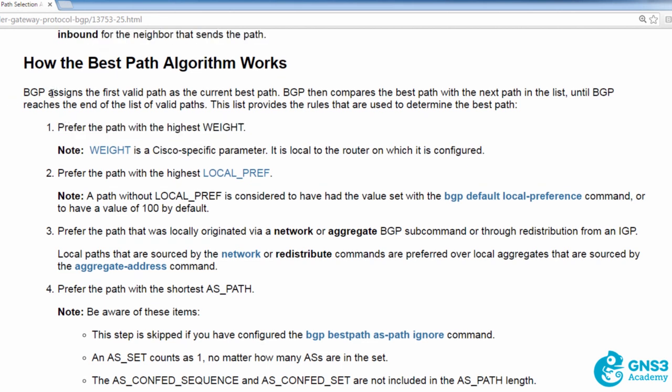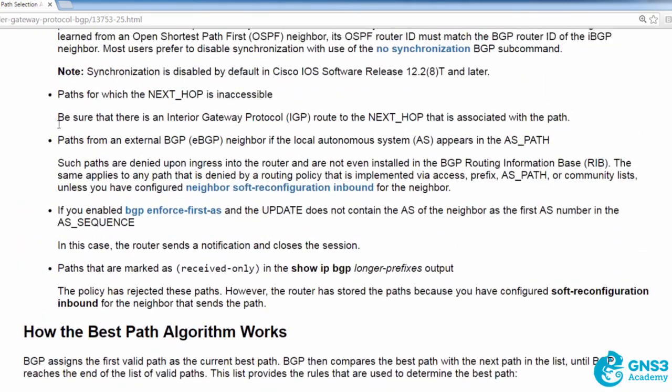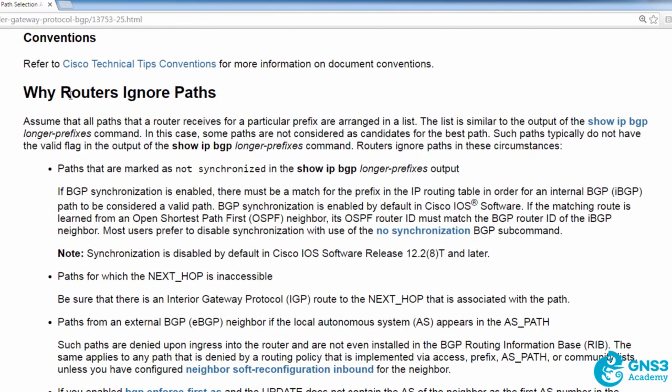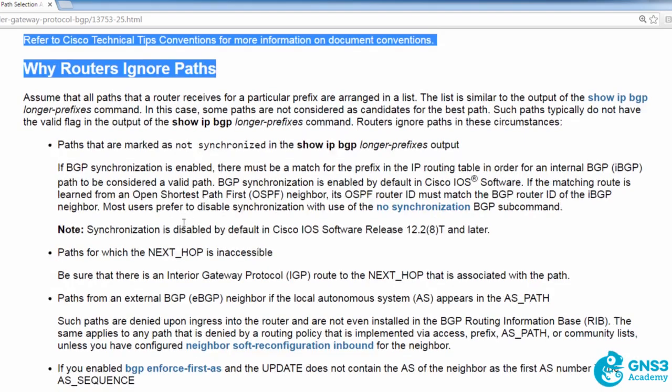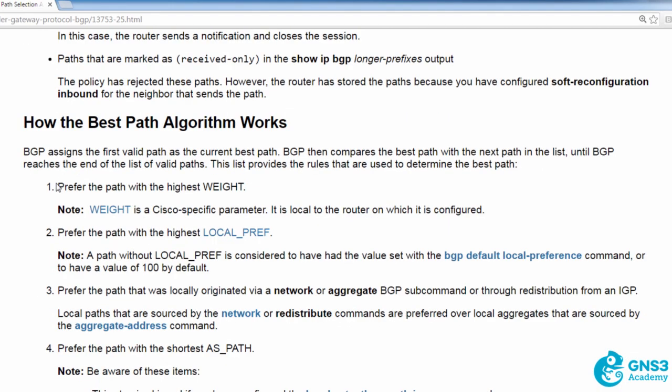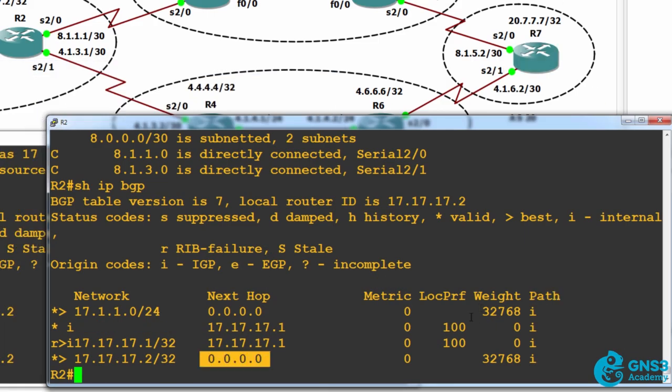BGP will firstly only choose paths that are valid, in other words, where the neighbor is reachable. There is a long list of reasons why BGP would ignore a specific path. But if it's valid, it chooses based on highest weight as the first choice. Notice the weight of locally advertised networks is 32768 by default. The weight of other routes is set to 0 by default. You can manipulate this, but routes advertised by the local router are preferred by default over routes received from others.